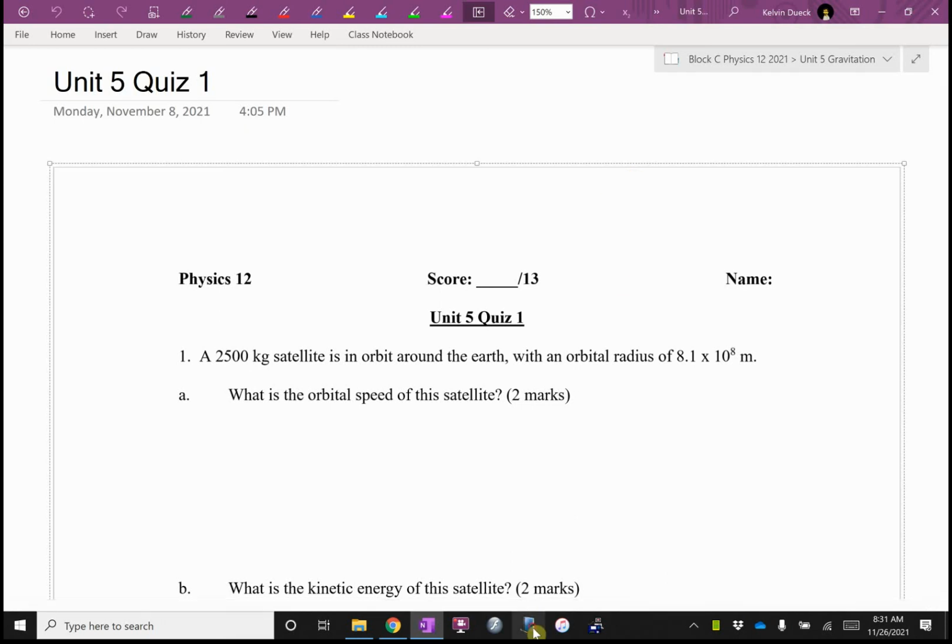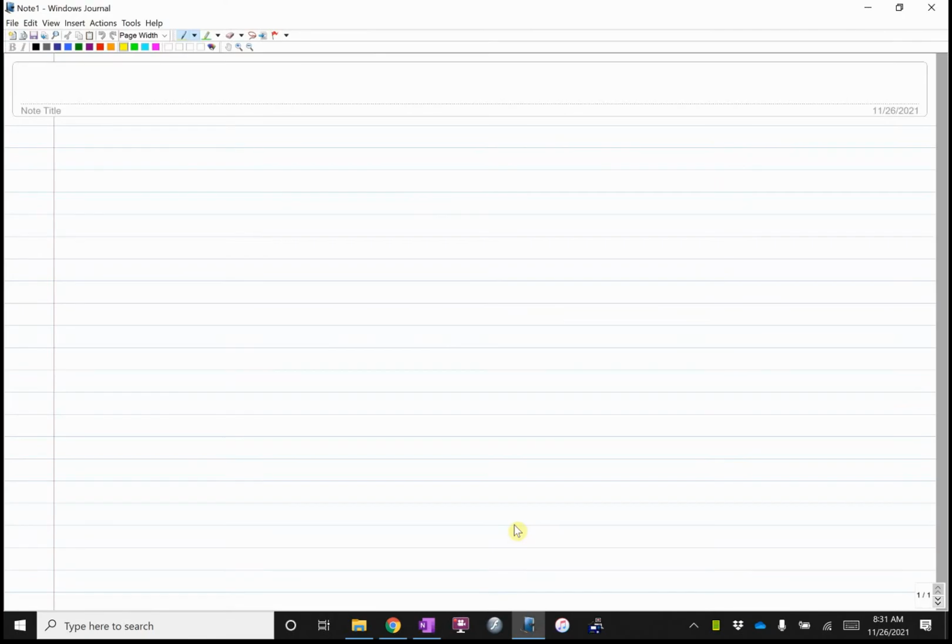First thing I want to mention, somebody earlier today asked me a question. They said, "Mr. Dewick, I'm not always sure when I need to add the radius of the Earth or the planet, or when I can just use the number that they gave me." So let's talk about that.